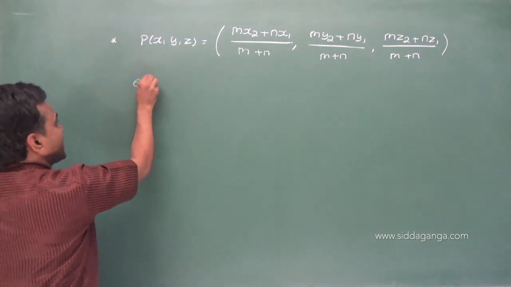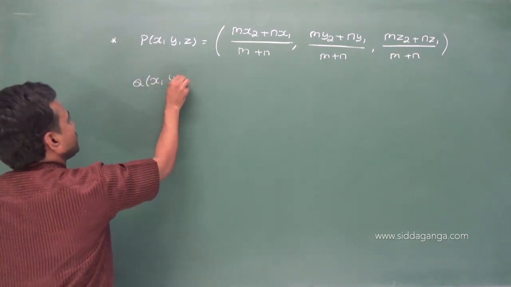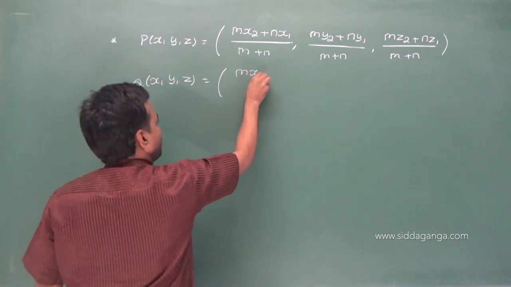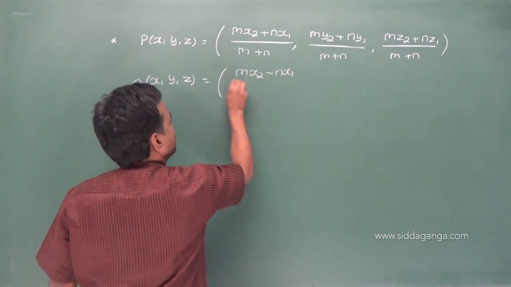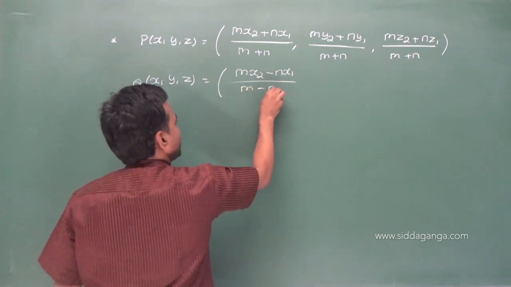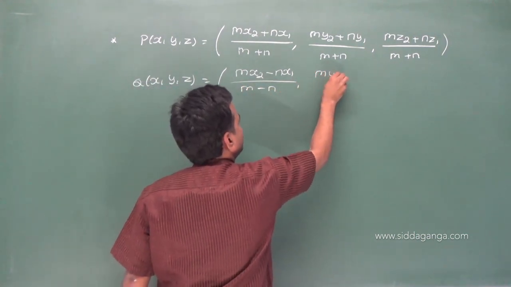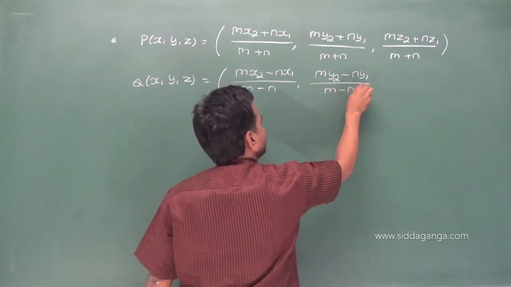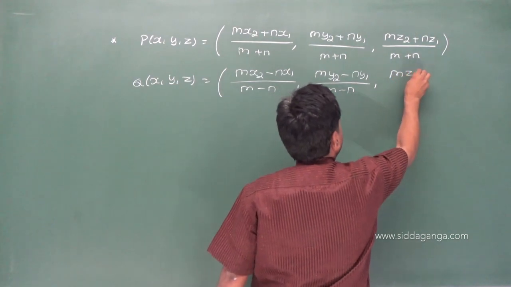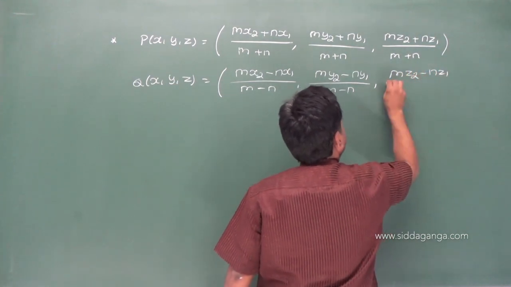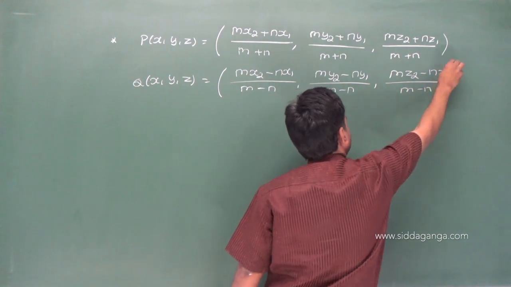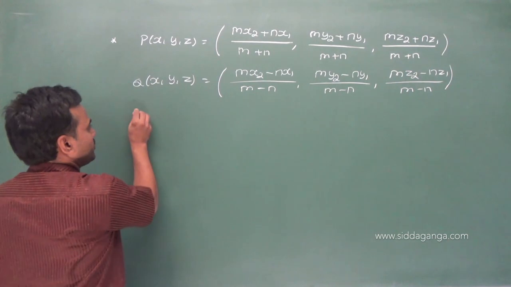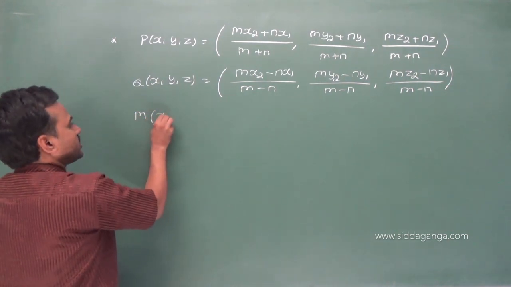Similarly, we also discussed external division. The section formula for external division is given by (m x2 minus n x1) divided by (m minus n), (m y2 minus n y1) divided by (m minus n), and (m z2 minus n z1) divided by (m minus n). Section formula for external division. One more formula we discussed: the midpoint formula in space.